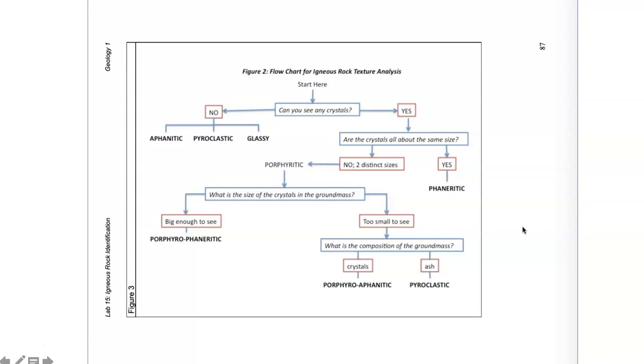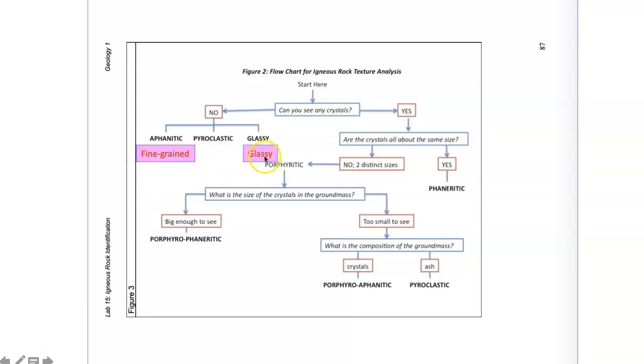Questions 13 and 14 ask you to look at this flow chart. And so this is a flow chart that you can use to also help you with the texture. You start here. Can you see any crystals? If you cannot, then you come over here and use one of these choices. Aphanitic, which I've been telling you just to use the word fine-grained. Pyroclastic we're not going to use, or glassy.